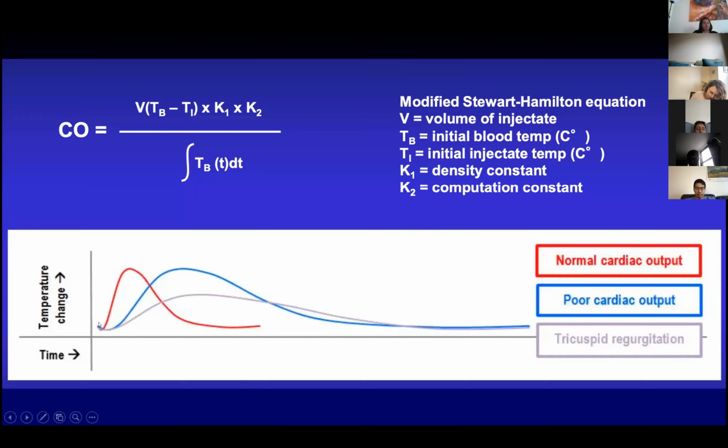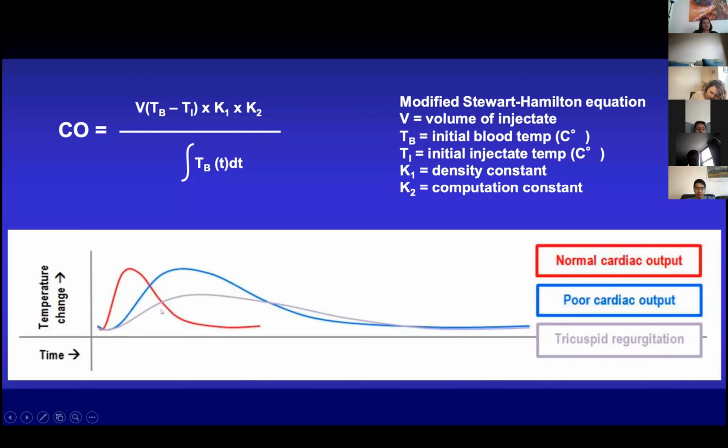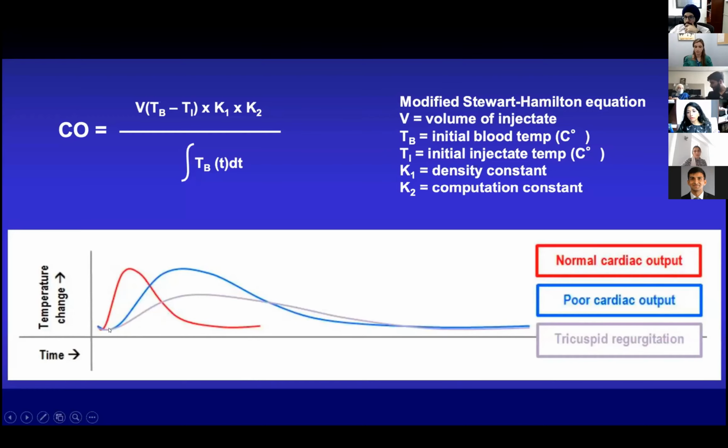The red is a normal graph, which is telling you the temperature change over time. And depending on how fast or slow the blood is flowing, the temperature change will be faster or slower, right? So if you have a low cardiac output, the temperature change is going to be much slower. And this is a complicated calculation, which the computer generally does automatically for you. Basically, in the numerator, you're going to have the change in the temperature, and in the denominator, it's going to be an integration of how fast that change is happening.